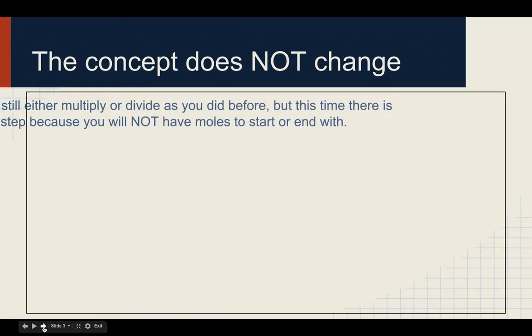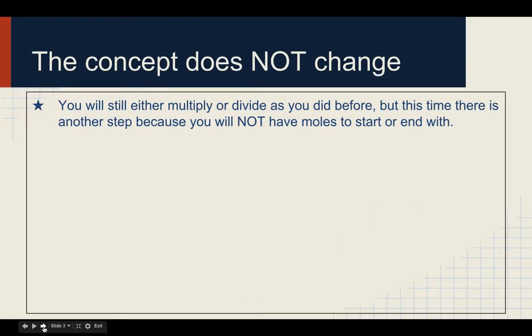So the concept itself is not going to change. You will still either multiply or divide as you did before, but we're going to have an extra step, and that's where some of you are going to have some issues. But again, just take it slowly, and I think you're going to be just fine.